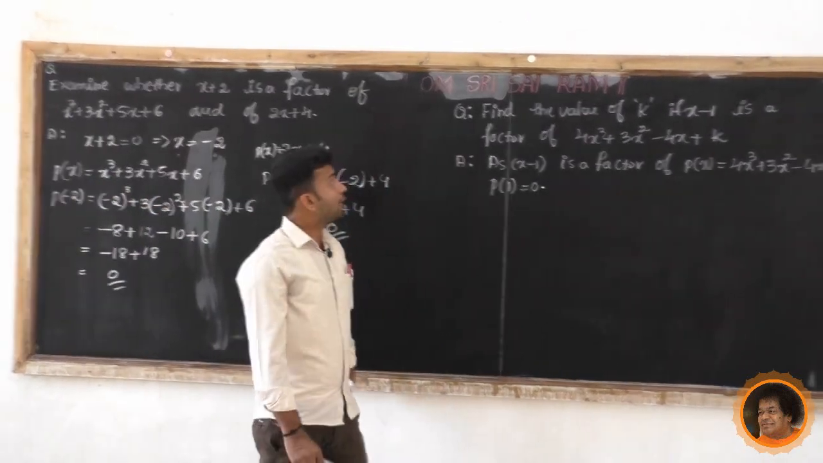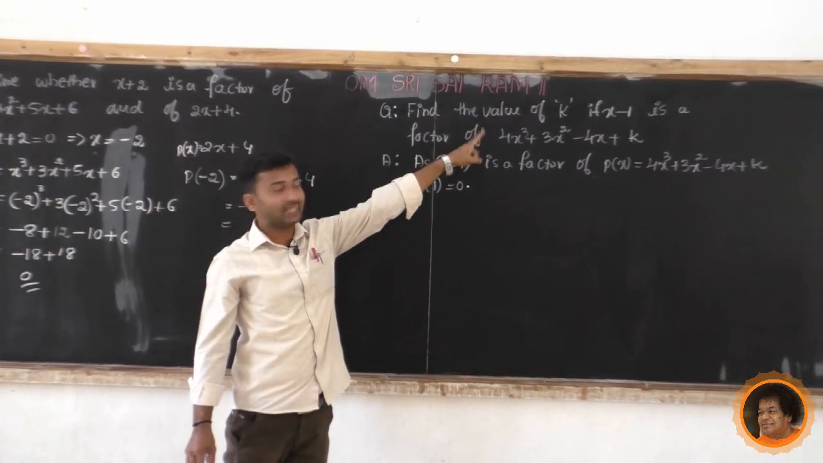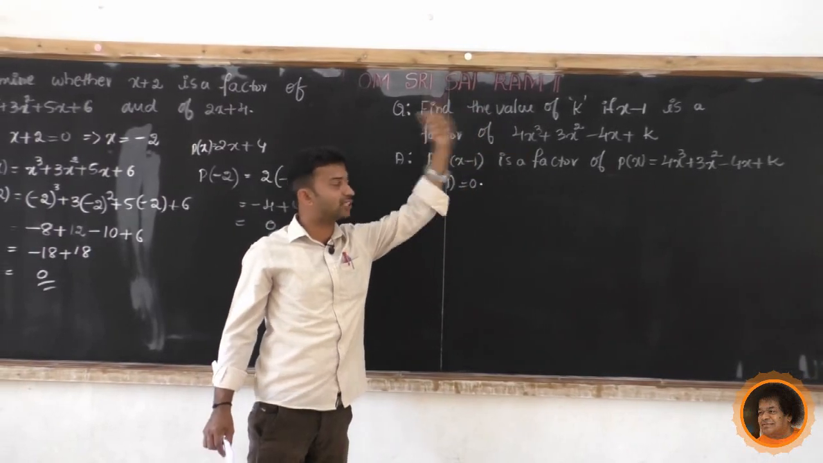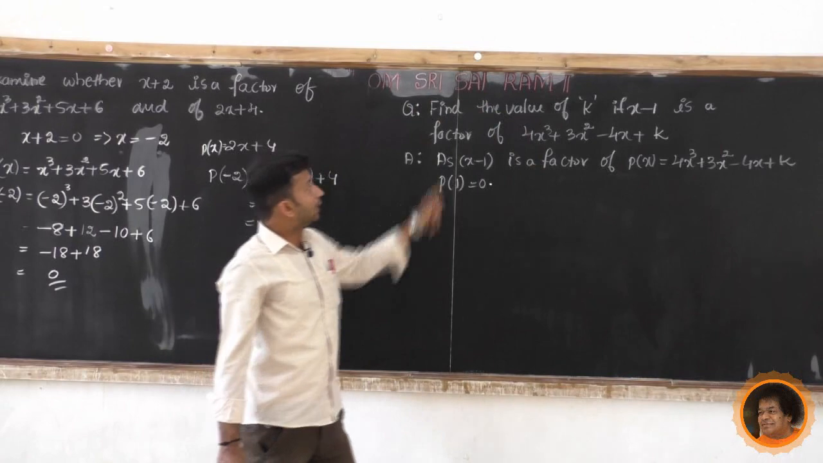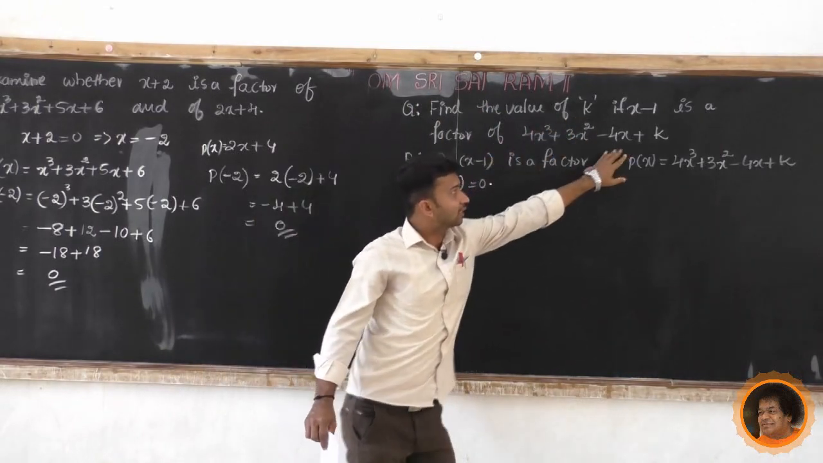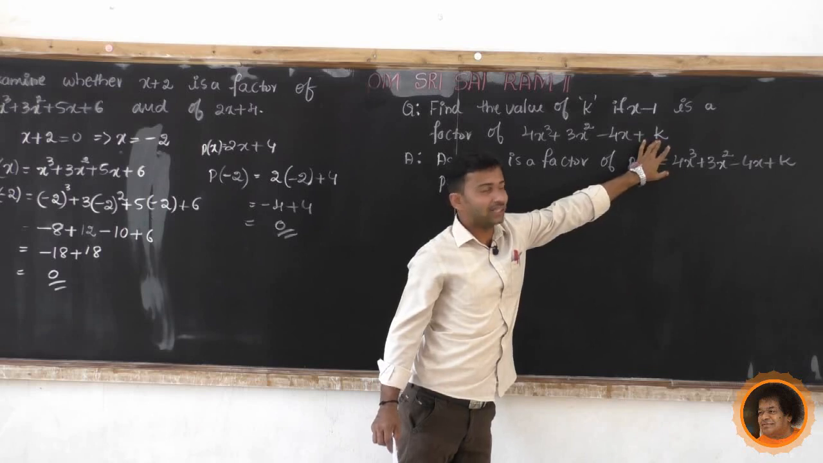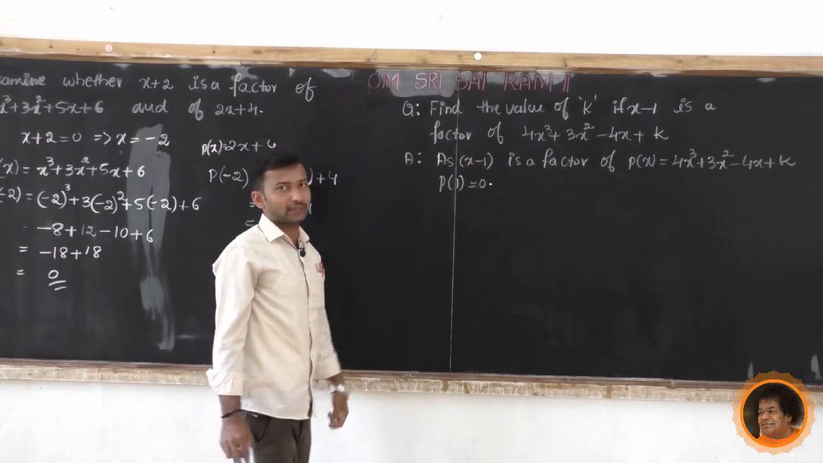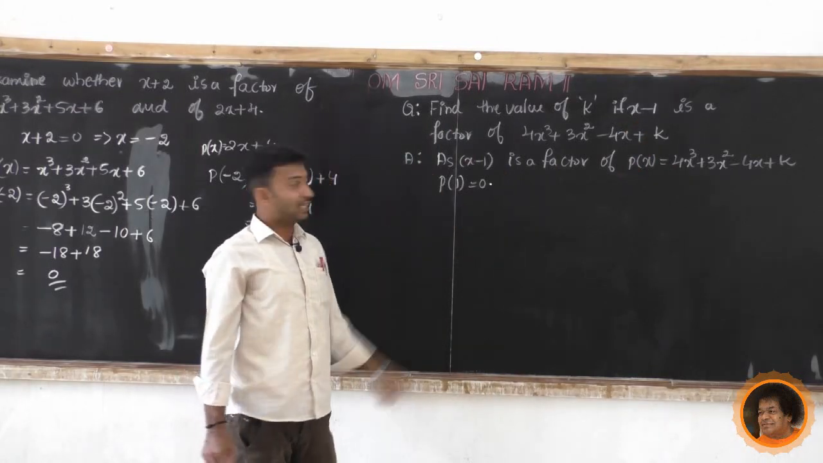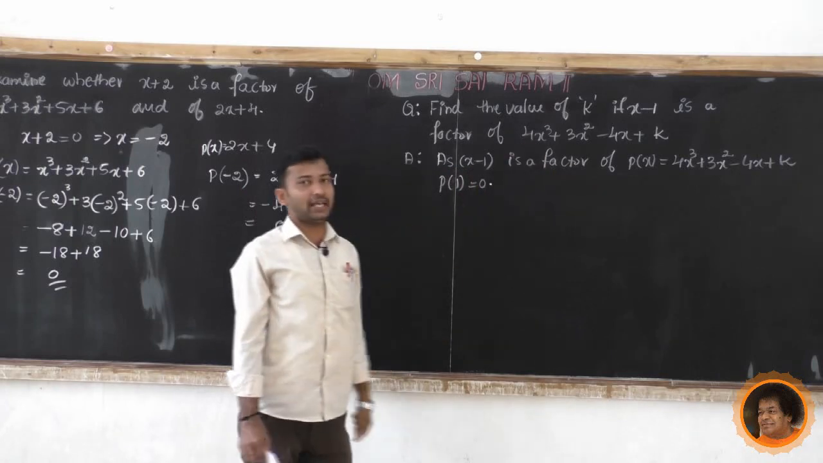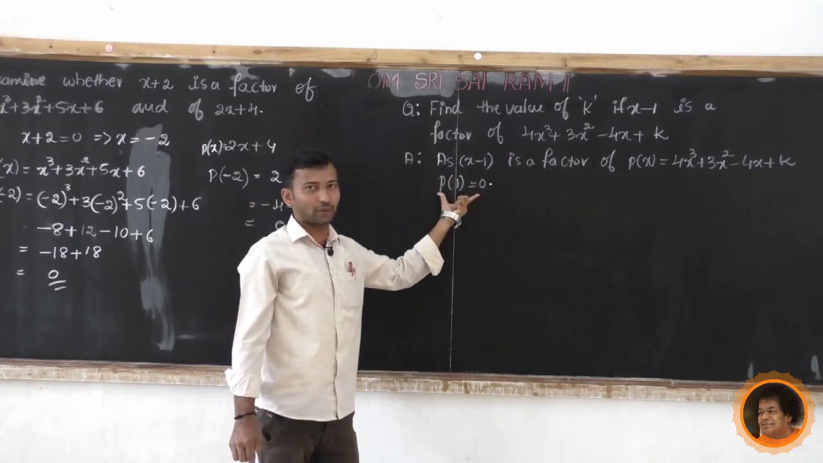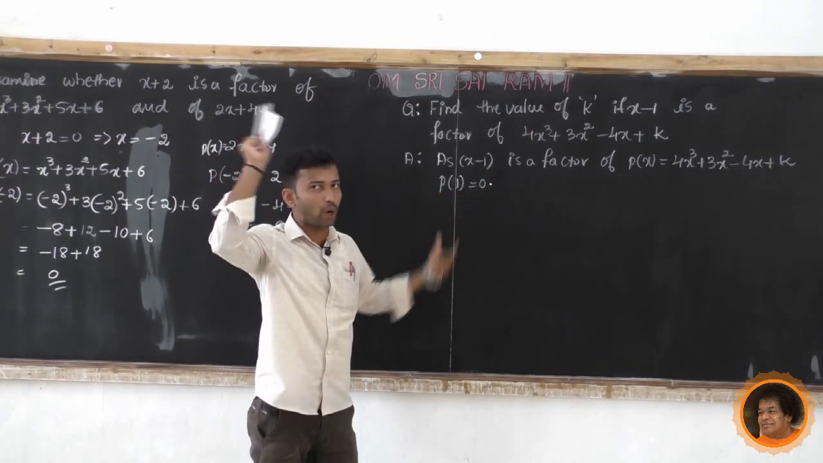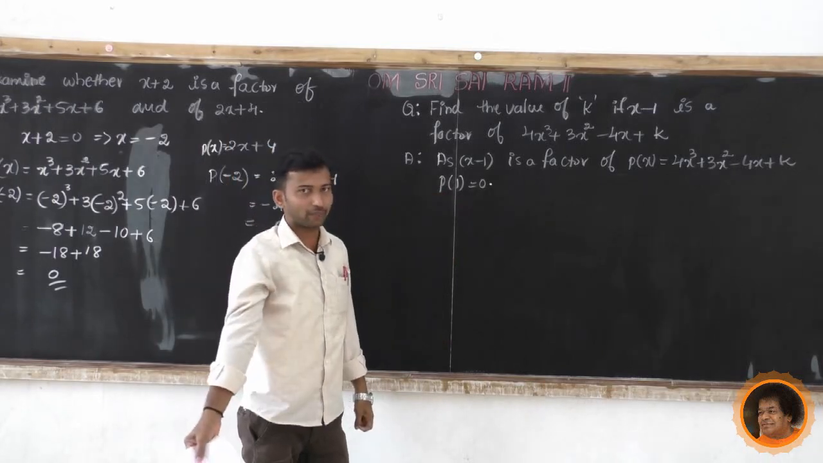Next problem: find the value of k if x minus 1 is a factor of 4x cubed plus 3x squared minus 4x plus k. Find the value of k. Here, find the value of k if x minus 1 is a factor of the polynomial. As you know, x minus 1 is a factor of the polynomial, so p of a is equal to 0, because we know when x minus a is a factor of the polynomial, p of a equals 0.